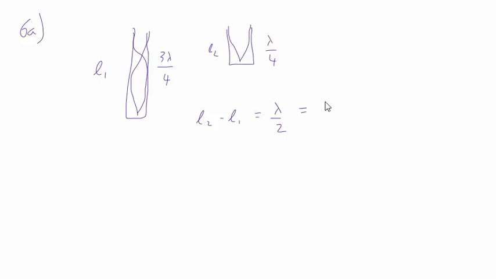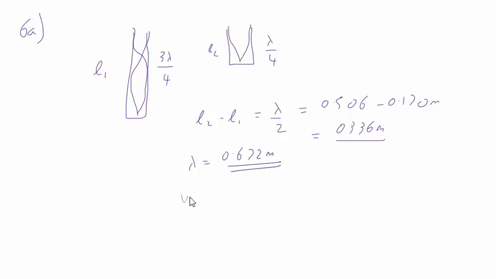This comes out at 0.506 meters minus 0.170 meters, which is 0.336 meters. Therefore lambda is 0.672 meters, twice this value. Then we can use v equals f lambda. Frequency we're told is 500 Hertz, times 0.672 gives a speed of 336 meters per second.